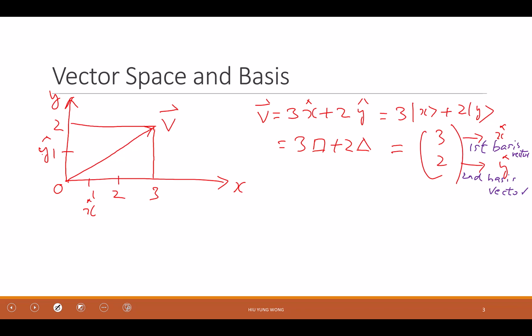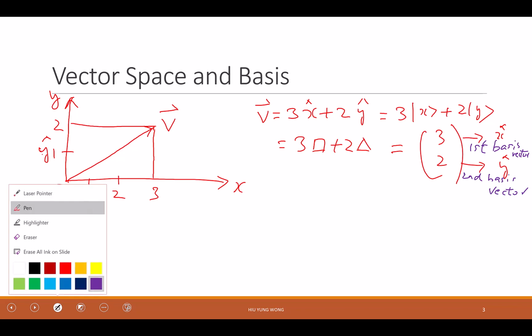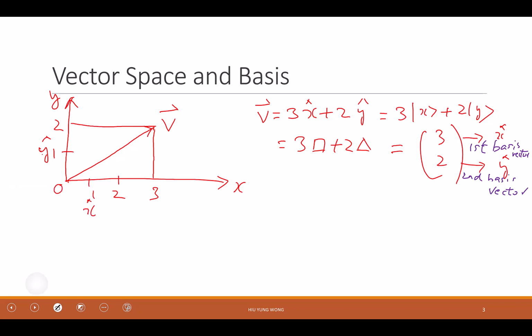3 represents the 3 units of the first basis. 2 represents the 2 units of the second basis. Okay? Now, if the basis is like this, then for exactly the same vector I'm showing here, I can also have another basis. I call it x dash and y dash. And see how I do it.